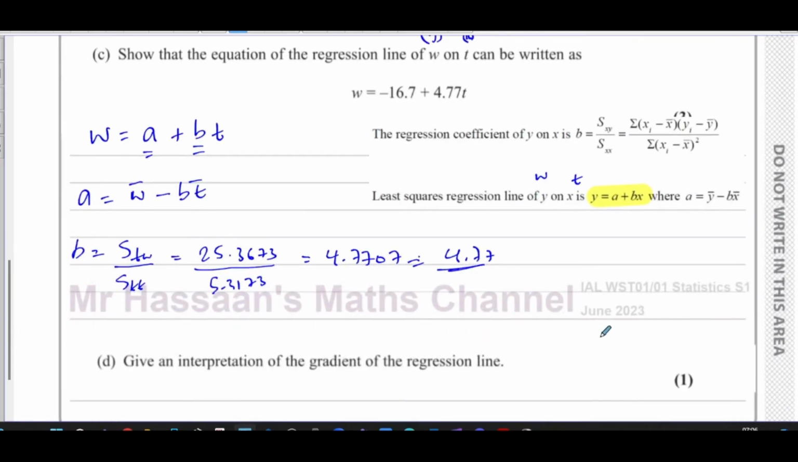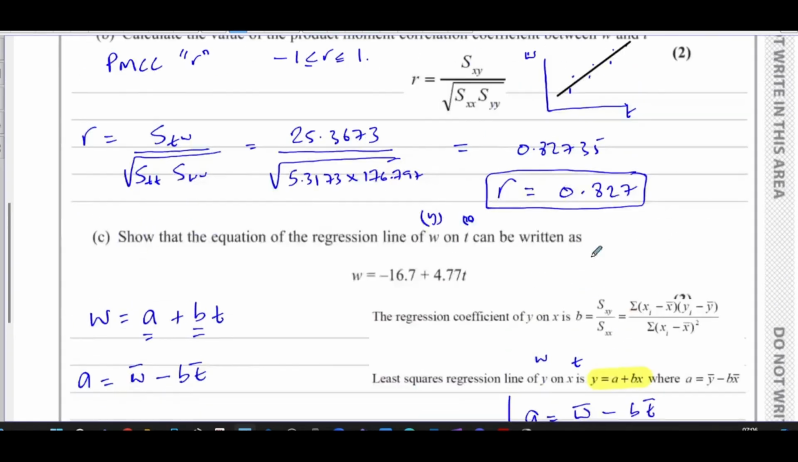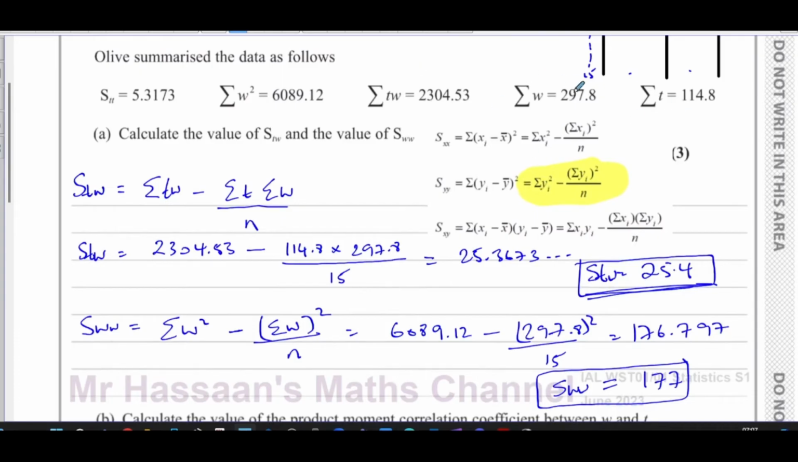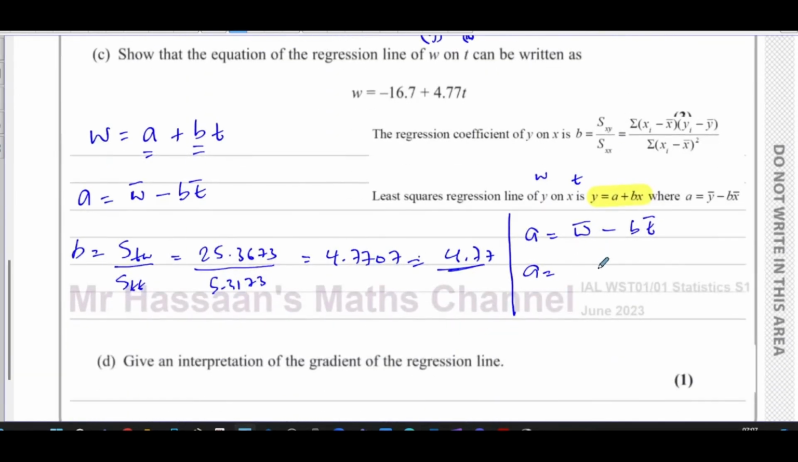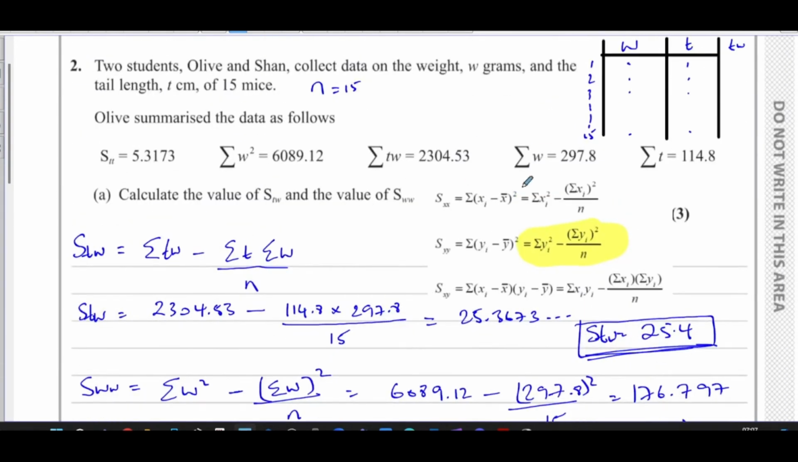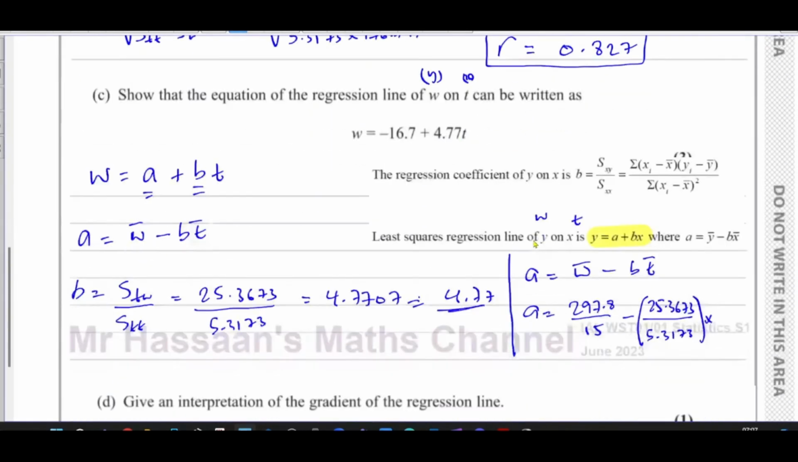So now we need to find the value of A. We know that A is equal to the mean of Y, and our Y is W, so it's the mean of W minus B times the mean of T. So A is equal to the mean of W, which is the sum of W from up here, 297.8, over 15, minus B times the mean of T. I'm going to take B in this form, 25.3673 over 5.3173, times the mean of T, which is the T values added together, which we were already given as 114.8, divided by 15.